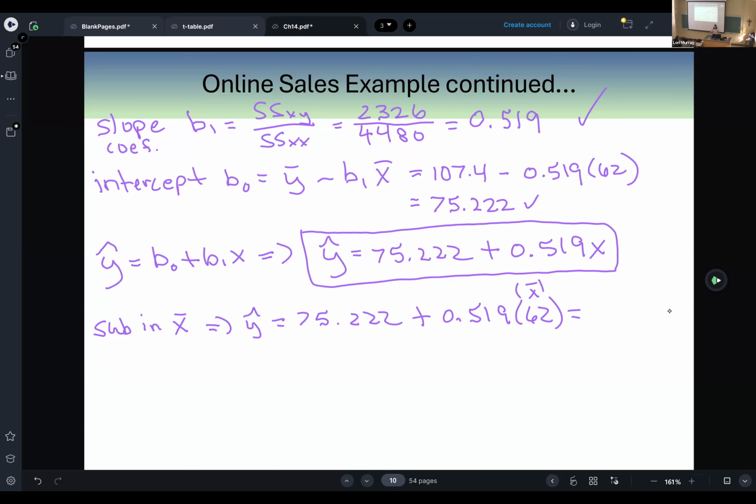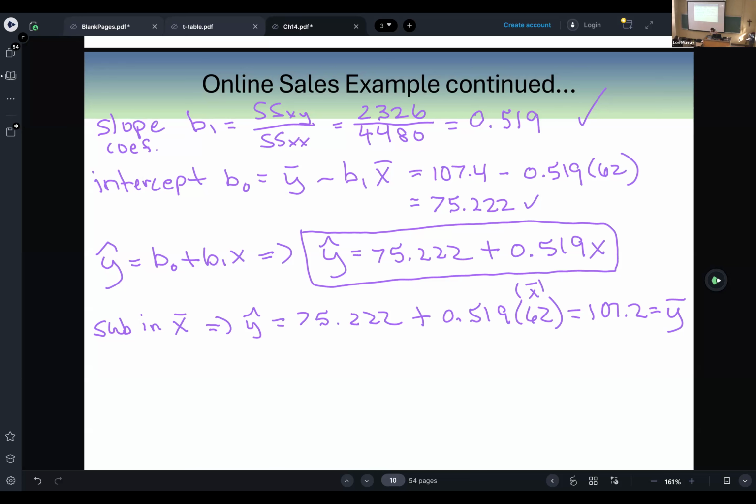This is a way to know if you've done all your calculations correctly. You should get 107.2, which equals y. So y hat becomes y bar, and it's one of our regression rules. If you sub in the average X bar and you get the average y, you've done everything correctly. All good. That means all those sums of squares were done perfect.